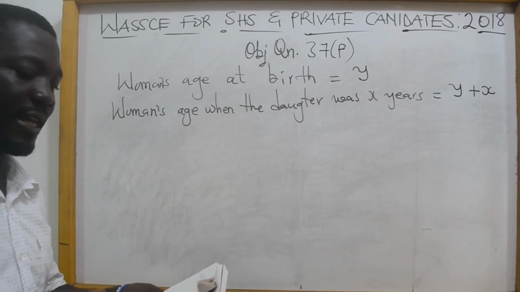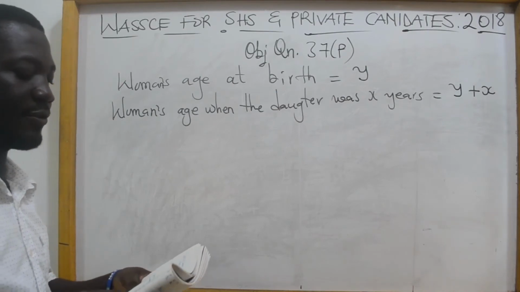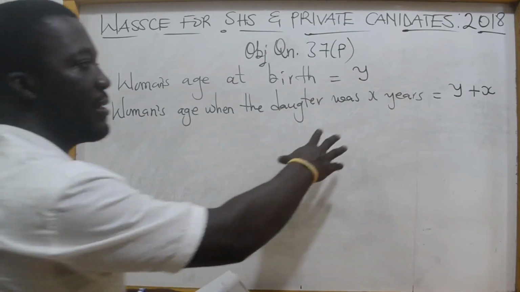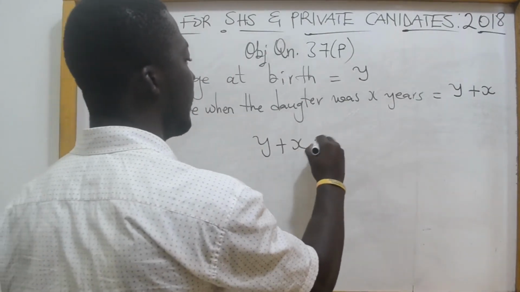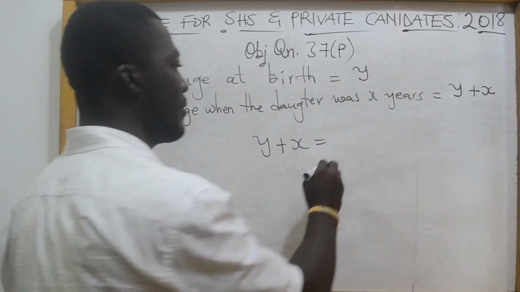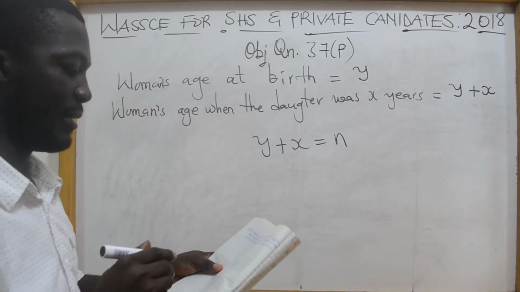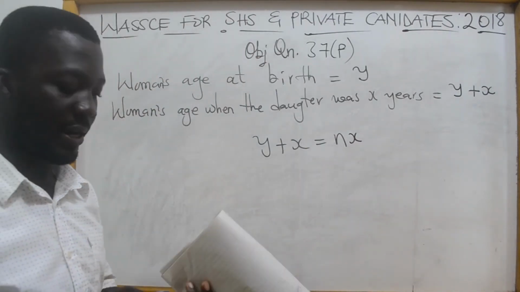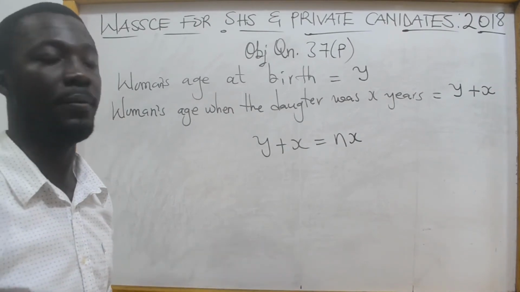So when the daughter was x years old, the mother was n times as old as the daughter. So when the daughter was x years old, which is y plus x, the mother was n times as old as the daughter, which is x. So this is how you write the word problem in an equation form.